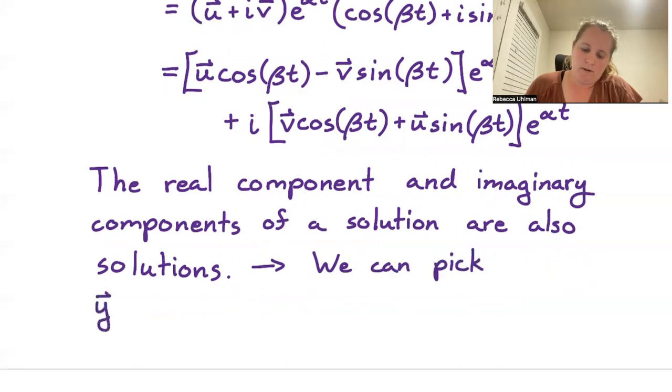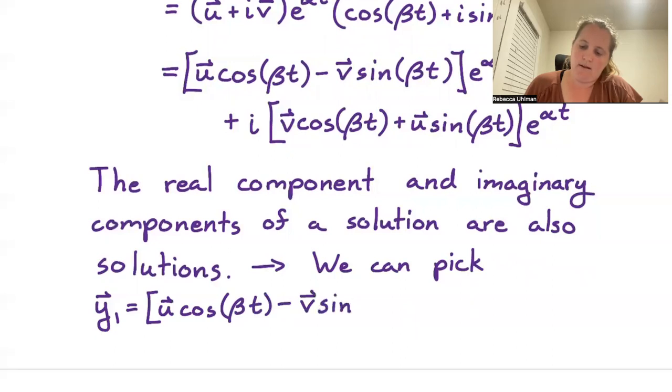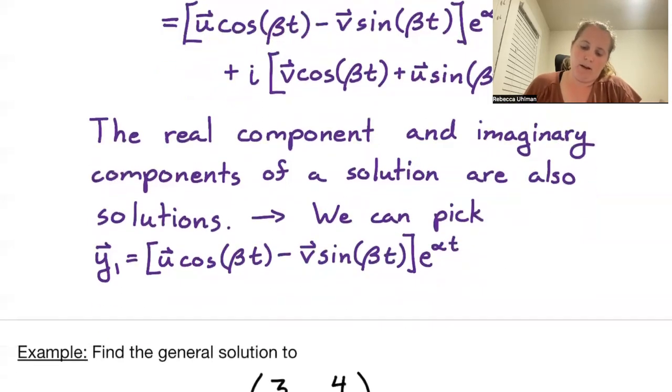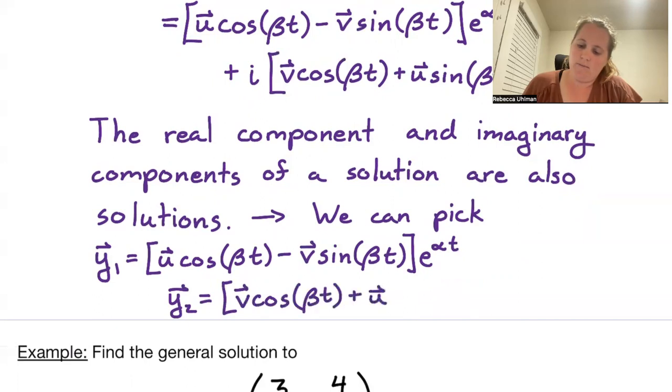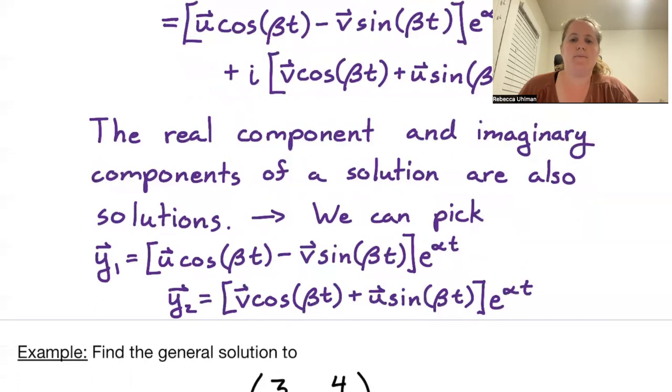y1 to be the real component. So y1 is u times cosine of beta t minus v times sine of beta t, all multiplying e to the alpha t. And then y2 is v times cosine of beta t plus u times sine of beta t. Again, all multiplying e to the alpha t.